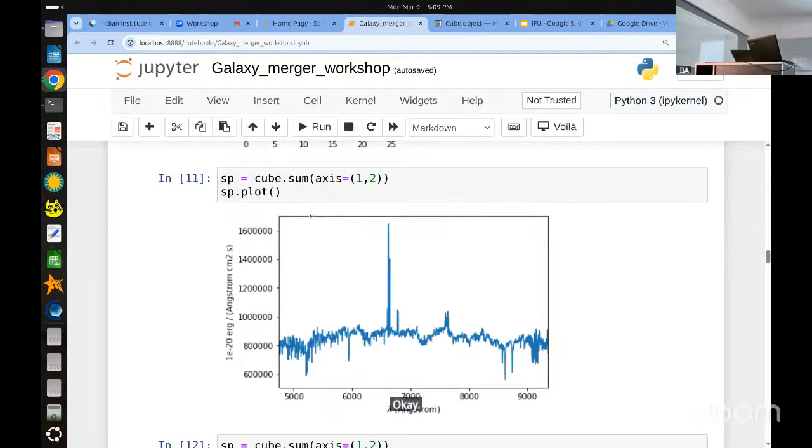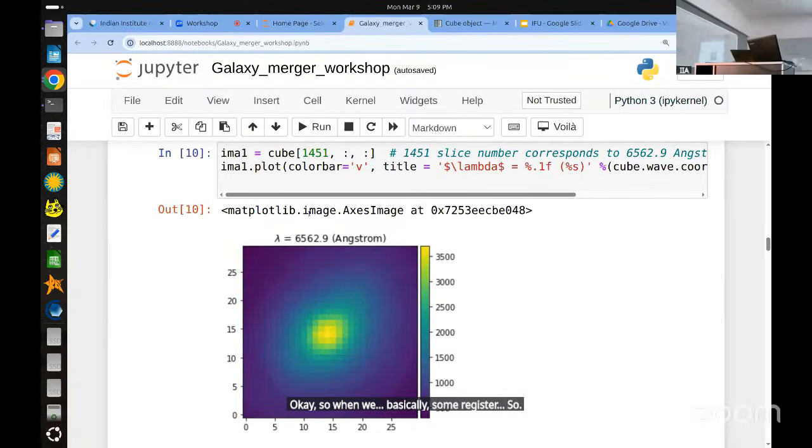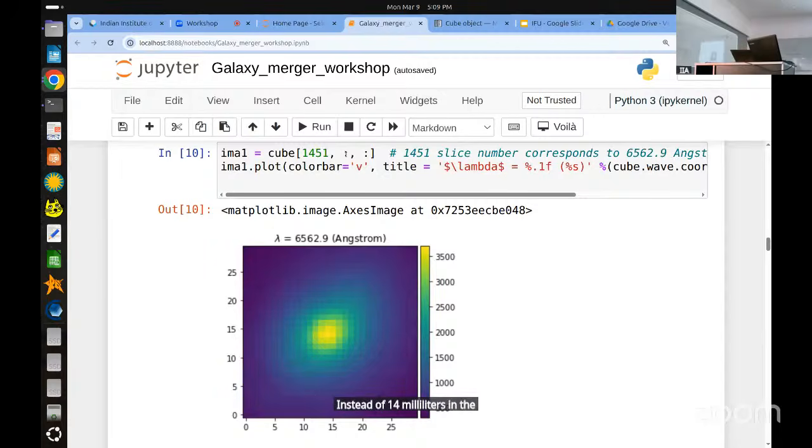Okay, so when we basically sum. Here you've given the whole 30 by 30, which means if I define the X, I can get a crop version. Yes, if you give the X and Y range, you will get a crop version of the image. Similarly, you can define the cube range, like the slice. Instead of 1451, giving it a single one, you can define the range and you can crop the cube as well. You can get a cropped cube in the wavelength range.